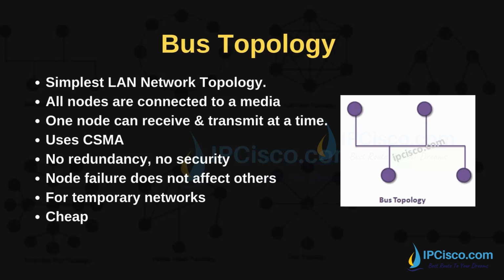This network topology is non-redundant, so it is not a secure topology type. In bus topology, if a node fails, it does not affect other devices, so the data transmission continues. This is a cheap solution, and it is mainly used as temporary networks.